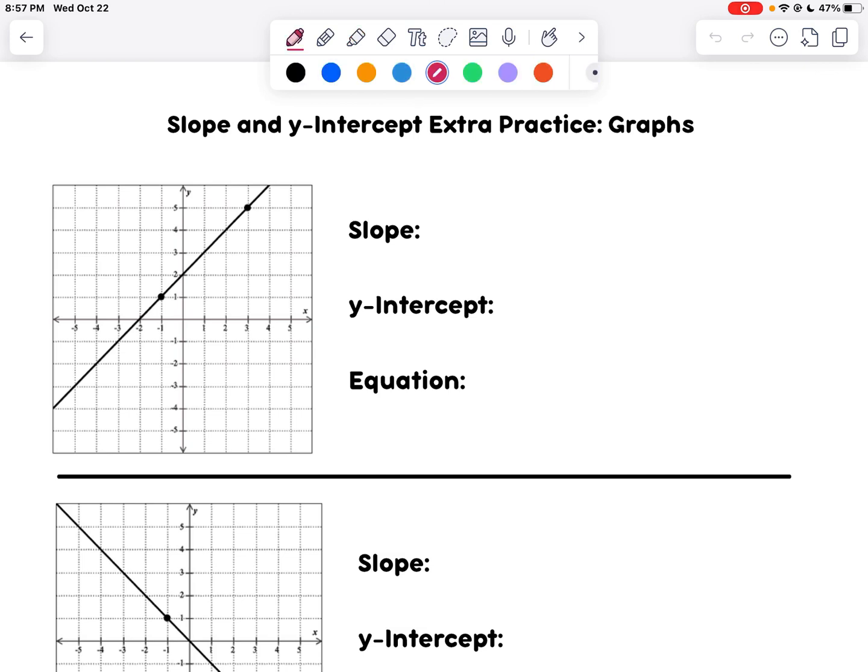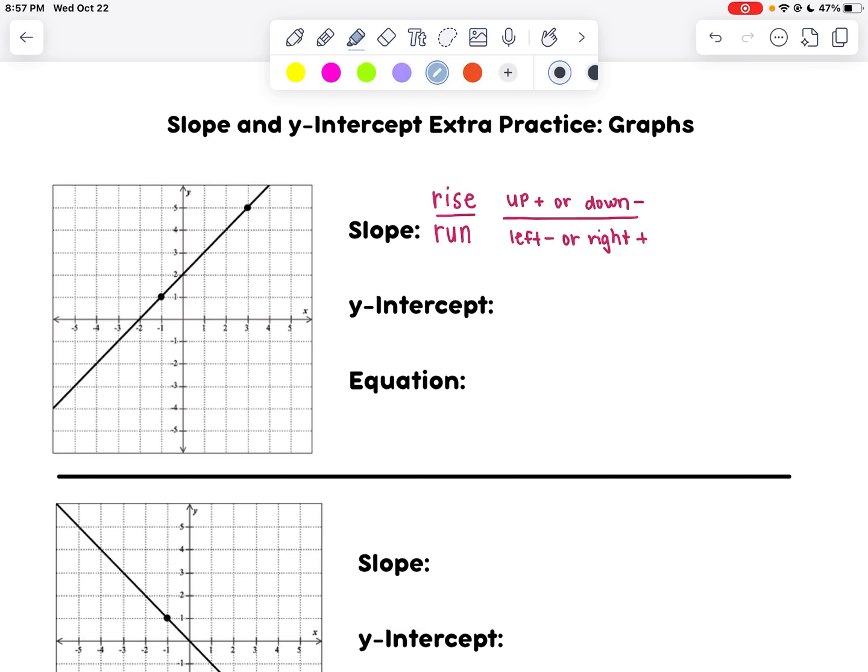Our slope, we call this rise over run. So my top number is telling me up or down. If it's up, it's positive. If it's down, it's negative. My bottom number is telling me left or right. So left would be negative, right would be positive.